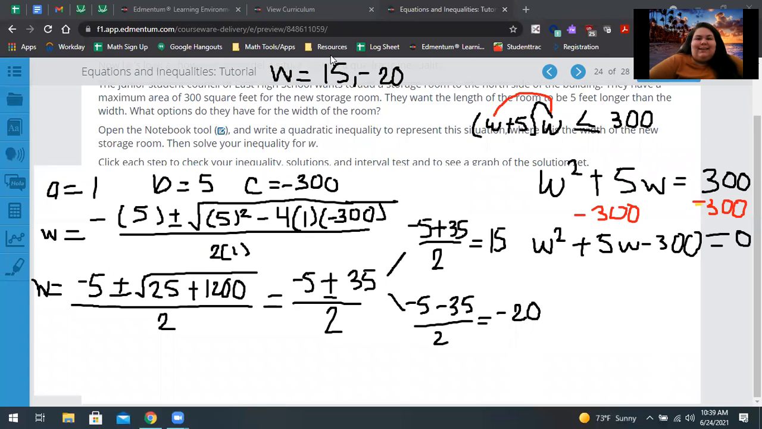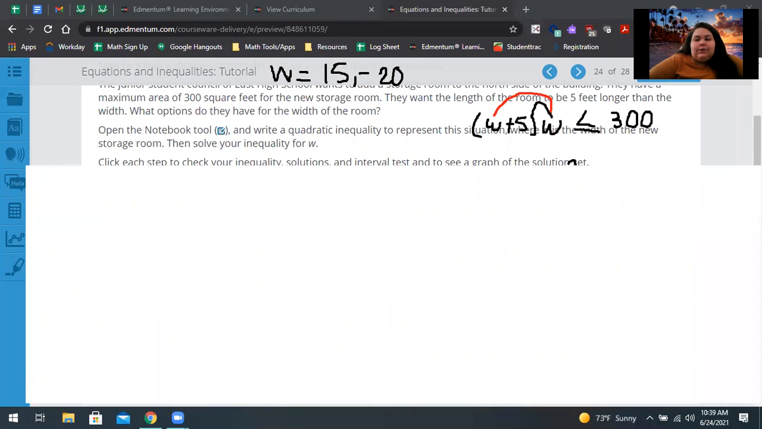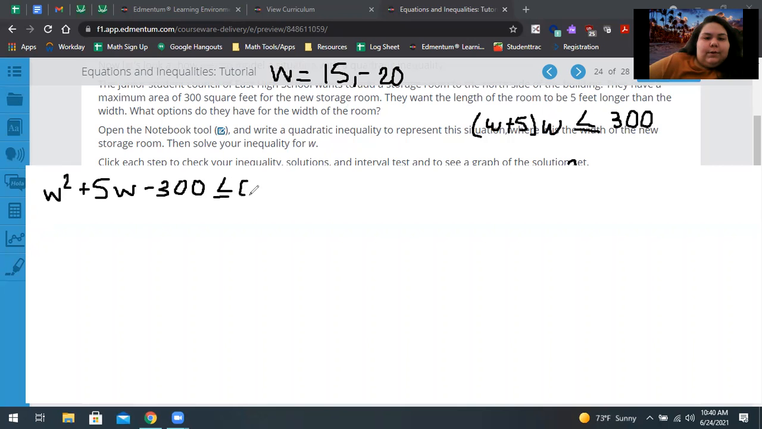Lengthy process, we're still not done. From here, what we're going to do is test out the intervals. The reason I've kept this up here is because we're going to apply it, but I'm going to bring that 300 over to the other side. So keep in mind, the equation was W squared plus 5W minus 300 less than or equal to 0. Our answers are 15 and negative 20. So we should drop our negative 20 here, and here's our 15. Again, you break them down into 3 sections here.